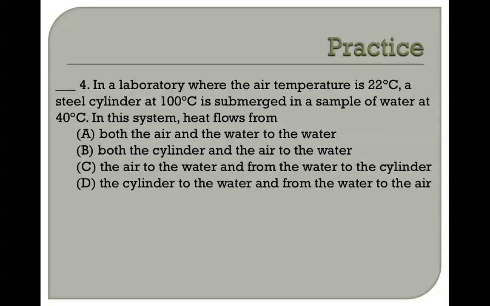Alright, and then here we have an example where we have basically 3 different pieces that are going to be transferring energy to and from each other. We have air temperature, which is 22, steel, which is 100, and then water at 40. And we want to know how heat is going to flow. So this is where I usually set up a diagram, and I do this even for myself on a key, where I have air listed, the cylinder, and water. Then I get to see all 3 temperatures, and then I can draw arrows to show how they interact.